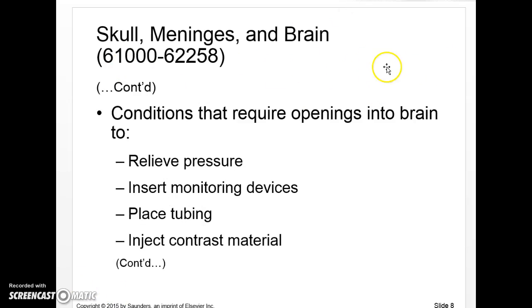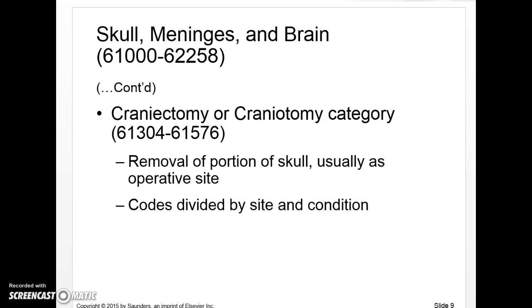The skull, meninges, and brain subsection holds conditions that require openings into the brain. For what? To relieve pressure, insert monitoring devices, place tubing, or inject contrast material for imaging. Procedures could be craniectomy or craniotomy. Removal of a portion of the skull would be a craniotomy. Codes are divided by site and condition.